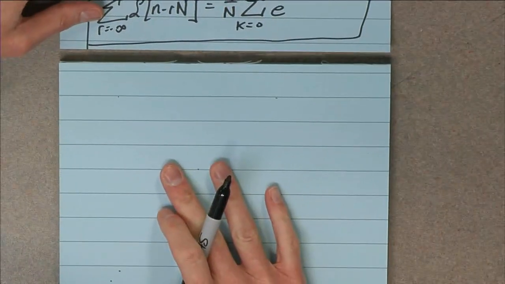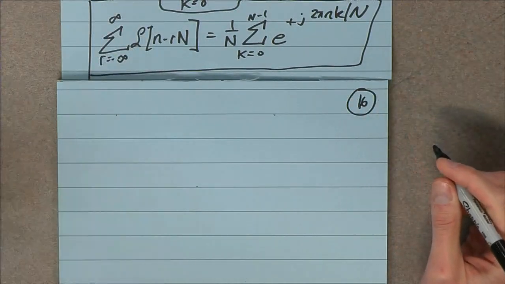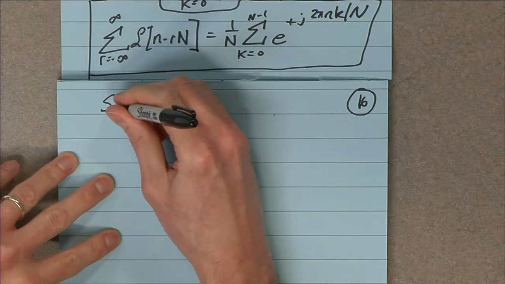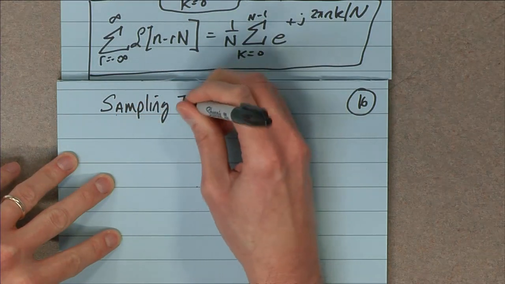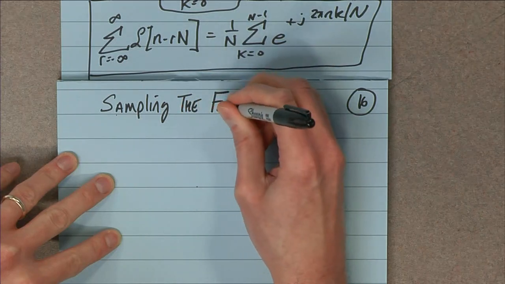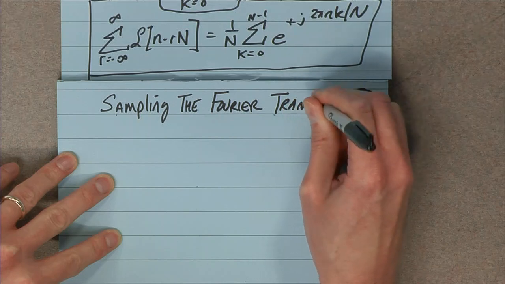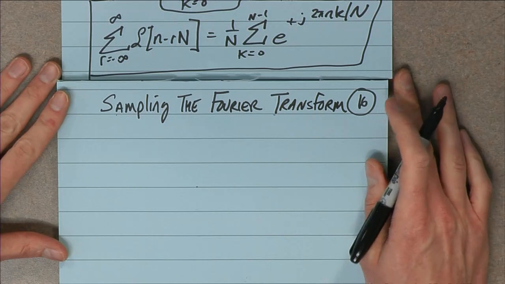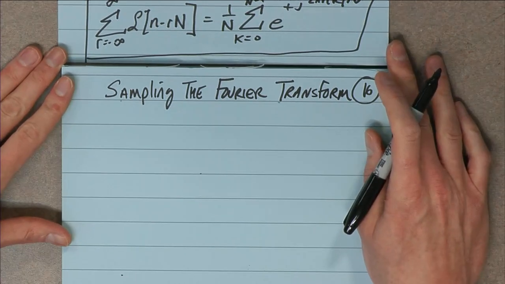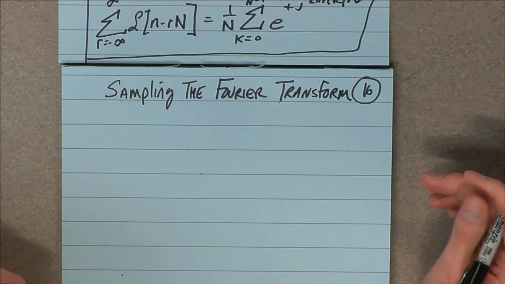So with that out of the way, we're going to talk about how to tie it all together. And what ties it all together is the concept of sampling the Fourier transform. We've been sampling time signals, seems like the entire course, but now we're going to start sampling the Fourier transform and saying, now that I've got these frequency samples, what can I do with them and what happens?